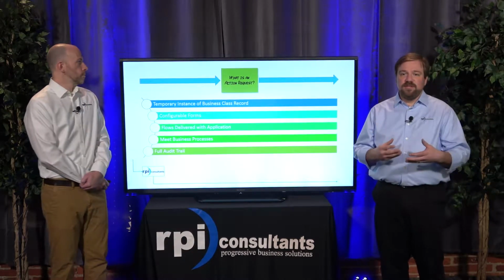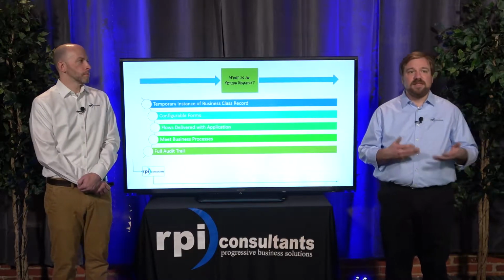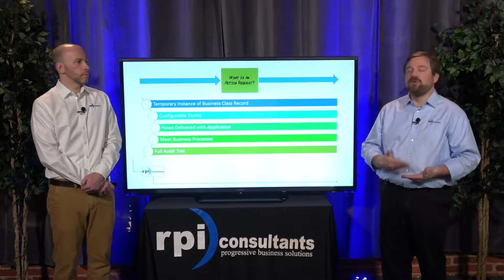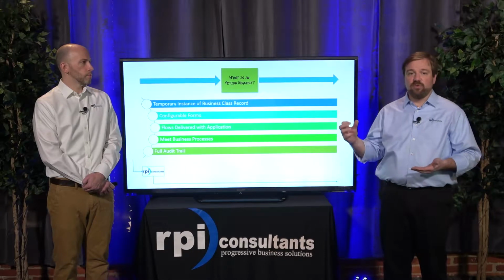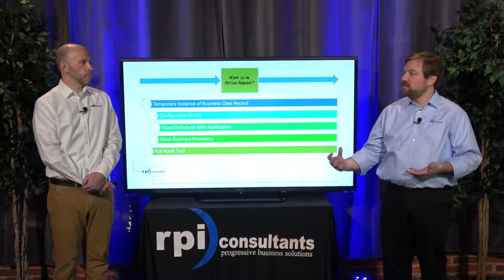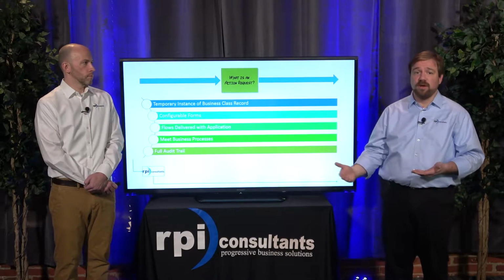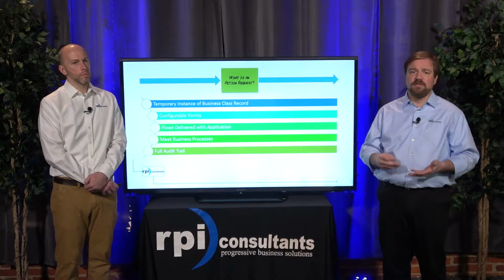So when you get to the back end of it, an action request itself is basically a temporary instance of a business class record. So if I'm kicking off a transfer action, it's actually building in a temporary action within the work assignment business class. And it's holding on to the information of everything that you're changing on that record. So that's how it's holding on to that in the background.